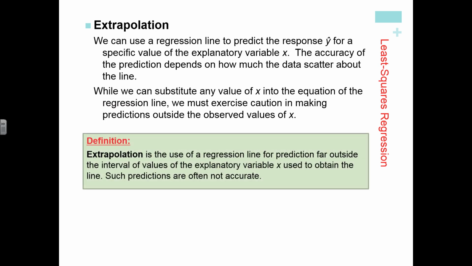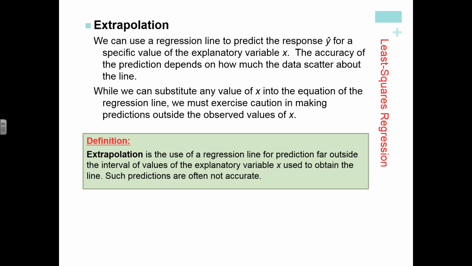Alright, so we have something that we call extrapolation. Extrapolation comes into play when you have some data and you get your line of best fit and you're trying to make predictions based off of that line. But if you try to make a prediction that's way outside of the values that you already had in your data set, that's extrapolation.